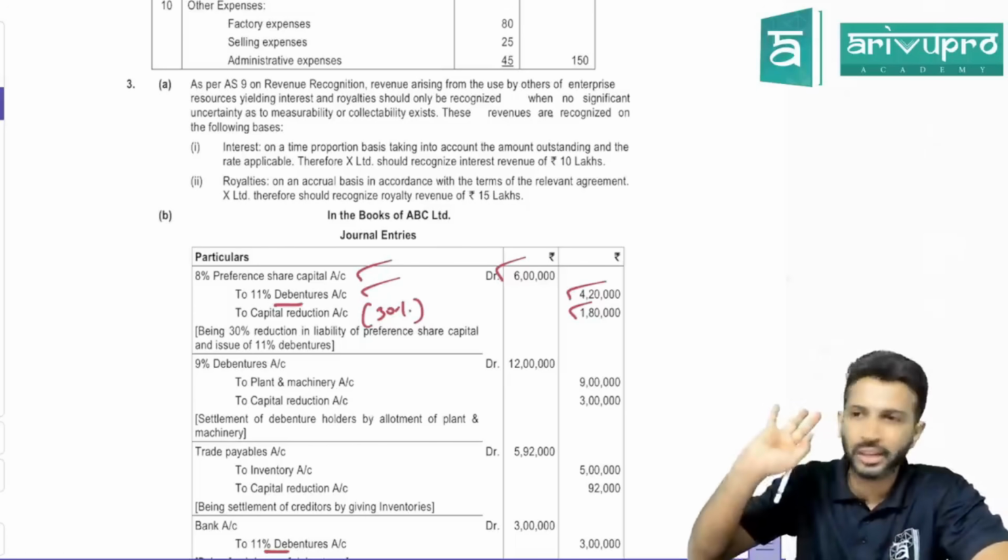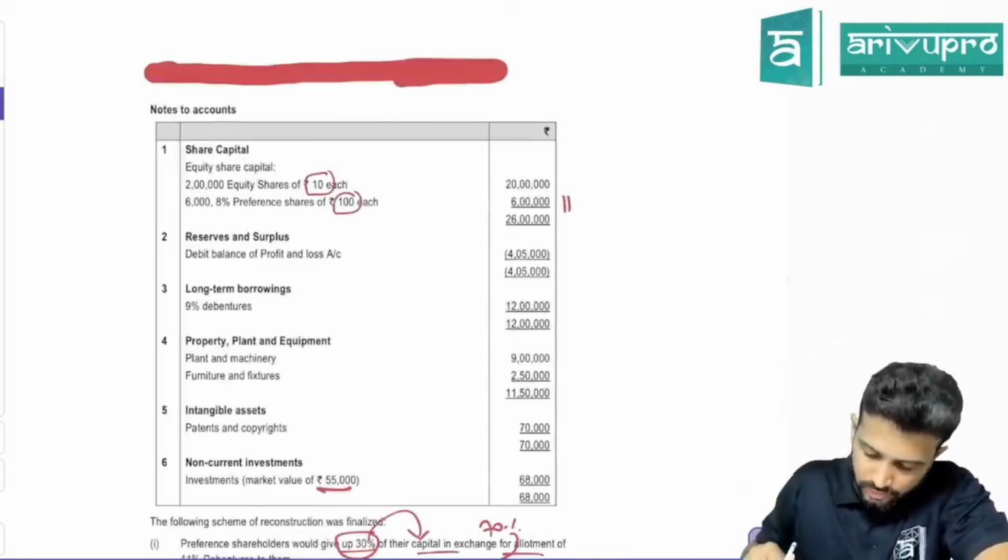Calculate one, and the other one you arrive at as a balancing figure. Don't waste time calculating both in the exam. One is good enough. Okay, next one.